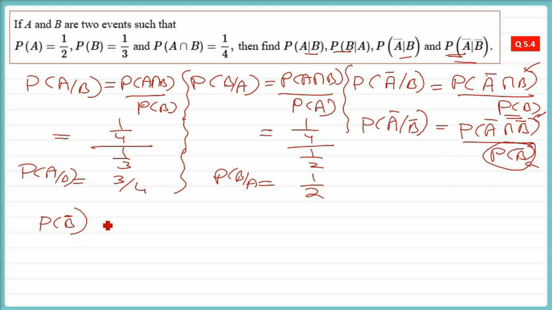P(B') is simply 1 minus P(B). Anything which is the complement has the value which is subtracted from 1, which is the probability scenario. 1 minus P(B) is P(B'). So 1 minus 1 by 3 is 2 by 3. P(B') is computed now.